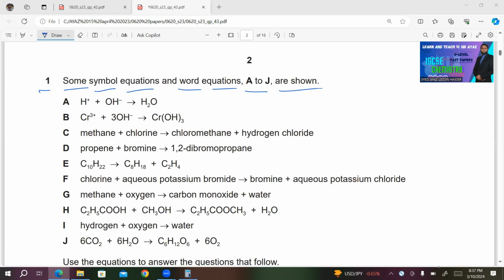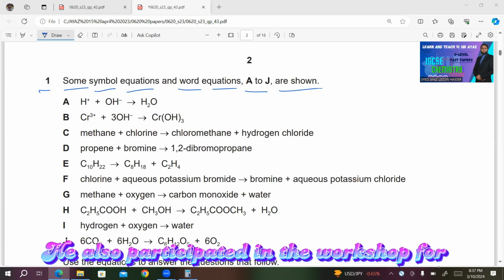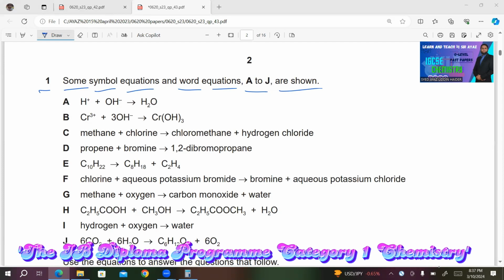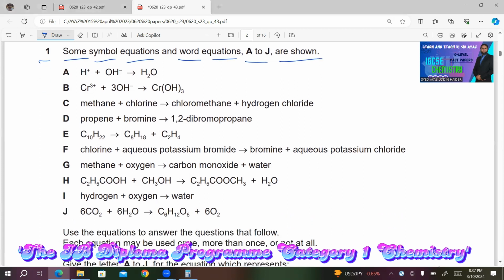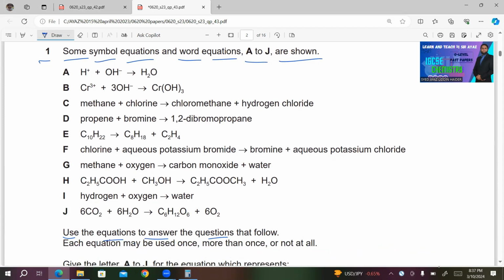H is a formation of ester or esterification. I is the reaction between hydrogen and oxygen to produce water. And the last, J, it's the reaction which involves the formation of glucose during the photosynthesis in plants. Use the equations to answer the questions that follow. Each question may be used once, more than once, or not at all.